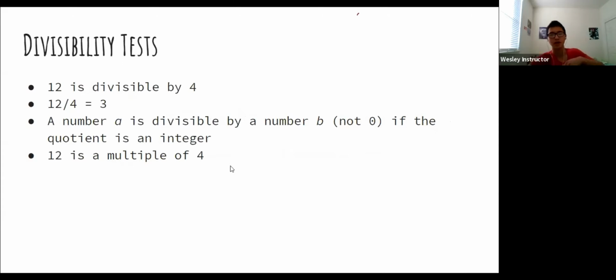Okay, so now we're going to talk about a bunch of divisibility tests. These numbers will go from 2 to 11, I believe. These are some easy tests that you can do to see if a number is divisible by another number. So 12 is divisible by 4 because it gives an integer, and 12 is also a multiple of 4. When we say a number is divisible by something, that means it is a multiple of that something.